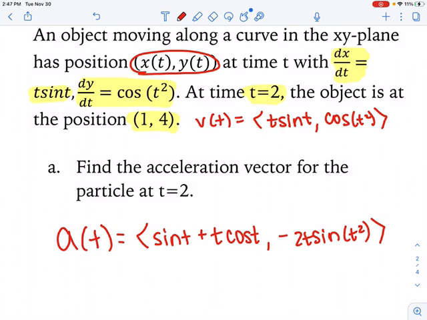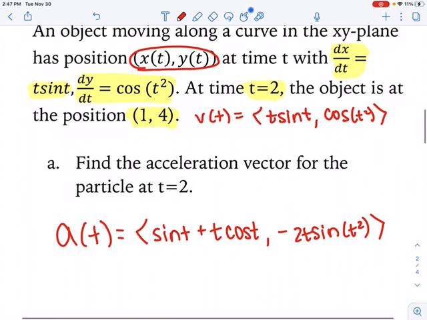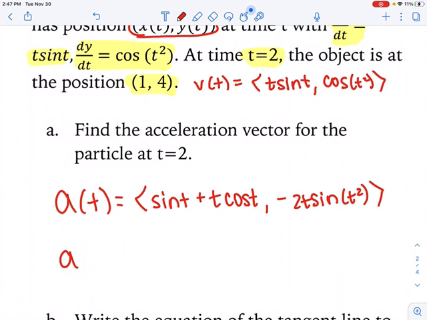Now with your calculator, we are going to need to plug in 2 for our time so that we could get our acceleration vector. So plug 2 in for both components. Make sure you are rounding to 3 decimals.